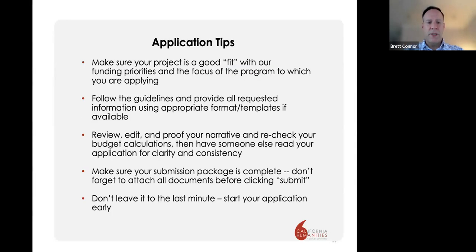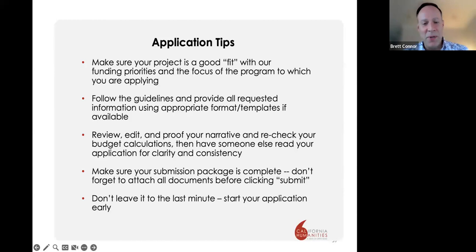So a few general tips when you're applying with us at California Humanities: make sure that your project is a good fit. For each grant line, we have those guidelines documents. So make sure that you really look at the guidelines document for the particular grant that you're interested in, and make sure that your proposed project is a good fit for what we're looking for in that grant program. Make sure you follow the guidelines and you complete all of the requested data uploads if we ask for them. If we say you need to use an exact template, please use that template.